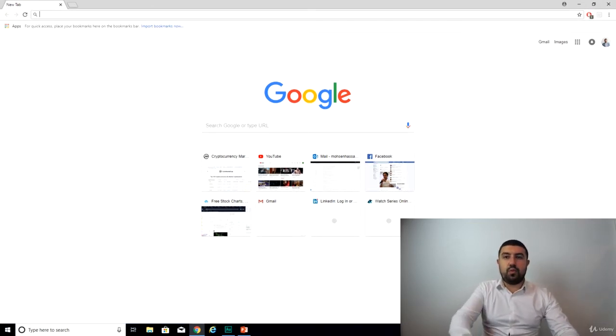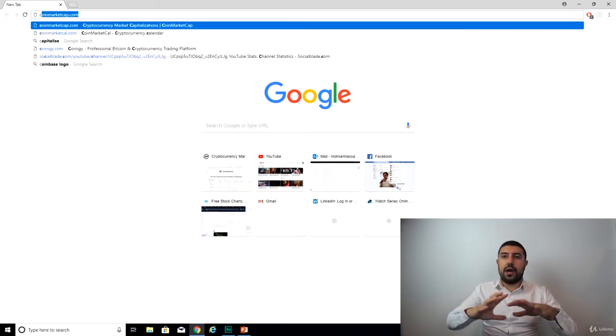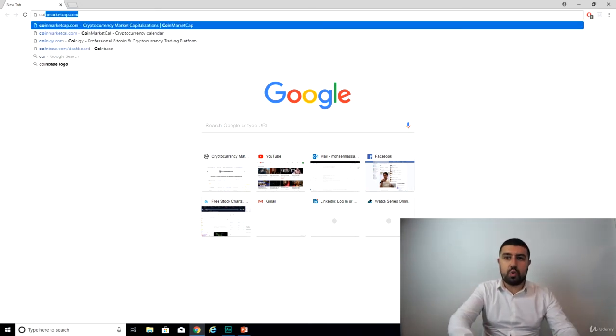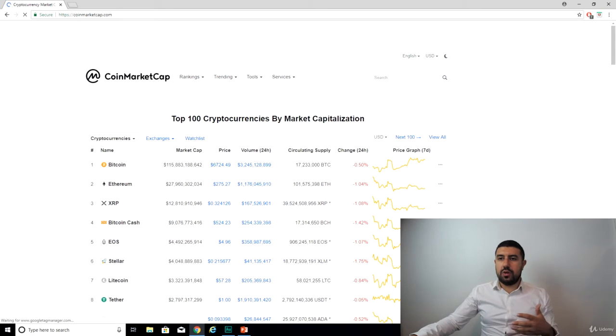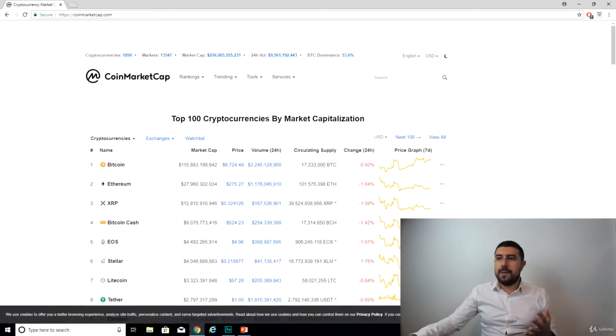This is the website that we use most to look for coins, or to get an overview of the coins. It's called coinmarketcap.com. Market cap for market capitalization. It's a very simple website. It basically lists all the cryptocurrencies in order of market capitalization. Market capitalization is basically the value of all the coins at this current time.